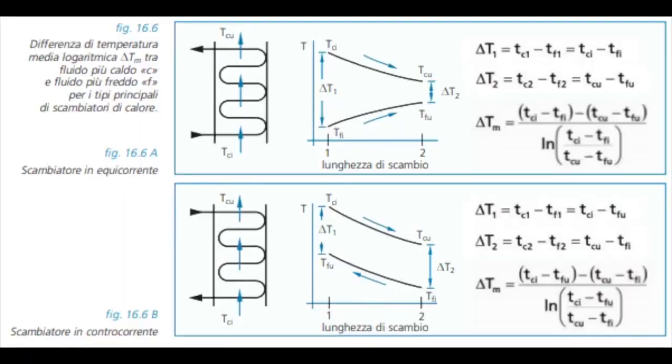Today we are discussing the average logarithmic dt. What is the topic of our discussion? It is the logarithmic mean temperature difference between the primary and secondary sides of a heat exchanger. Basically, it is the difference between the temperatures of the primary fluid and the temperatures of the secondary fluid.